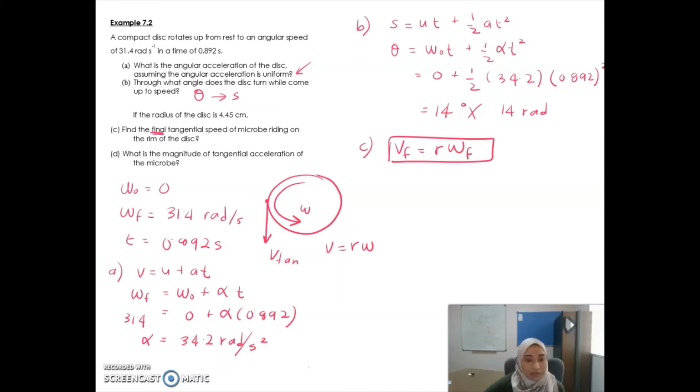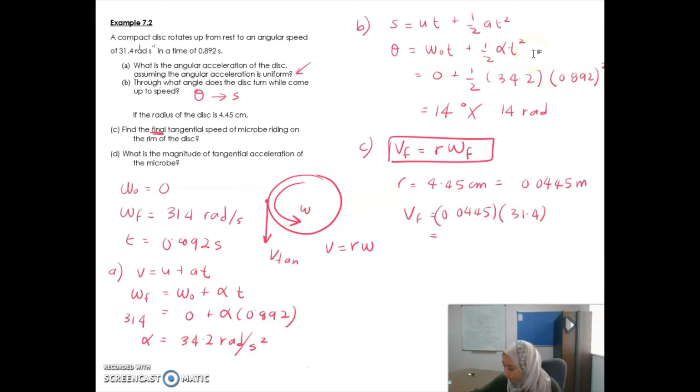And then the radius is given as 4.45 centimeters. Always convert it to SI units. So the radius is 4.45 centimeter or 0.0445 meter. So that's my radius. V final equals 0.0445 times my omega final, which is 31.4. This gives me V final of 1.40 meter per second.